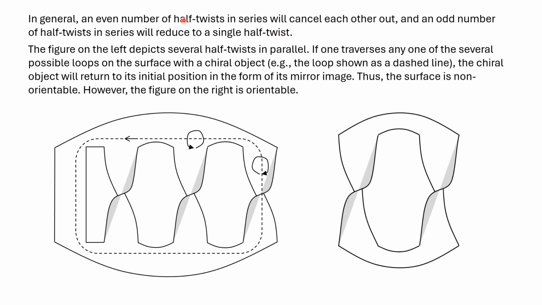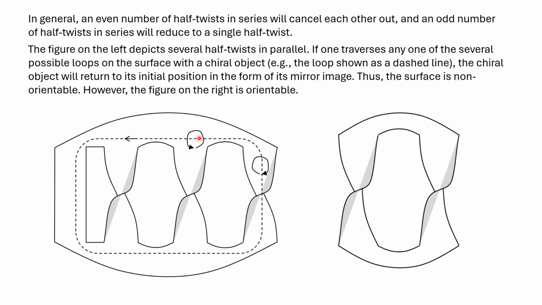So if you have an even number of half twists in a strip, it'll be orientable, and if you have an odd number, it will be non-orientable. So that's when you have the twists in series, but you could have them in parallel like we have here, and then the question is whether or not these figures here are orientable or not. So let's look at the one on the left first. It has several half twists.